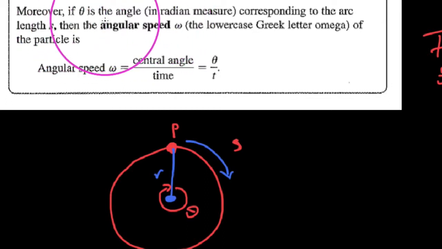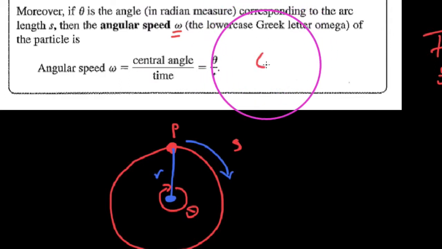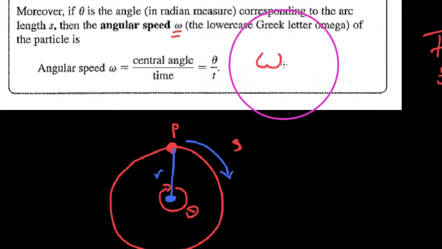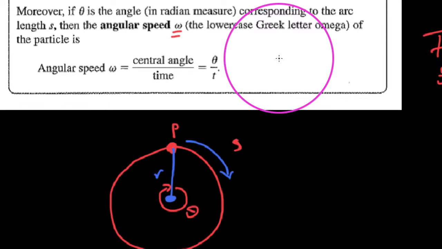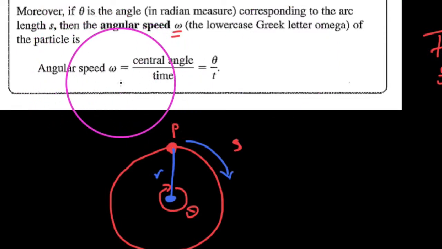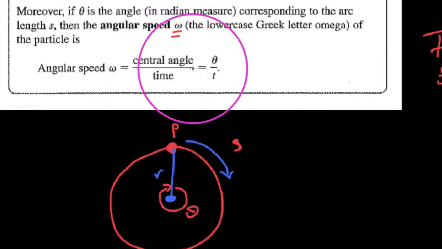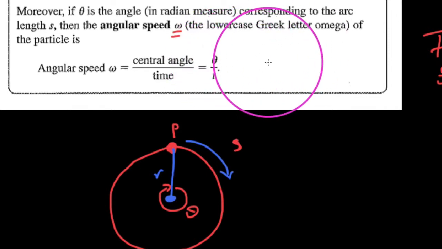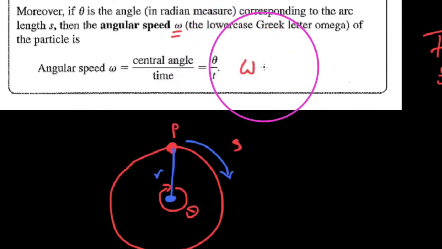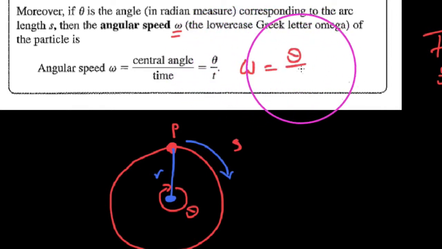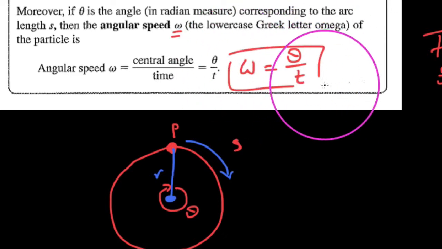Moreover, if theta is the angle in radian measurement corresponding to the arc length s, then the angular speed, which we give with the lowercase Greek letter omega, represents the angular speed of this particle. We just say it's equal to radians over time, or angle over time. So I'll write that out here: omega is equal to how much angle you covered in a set amount of time.